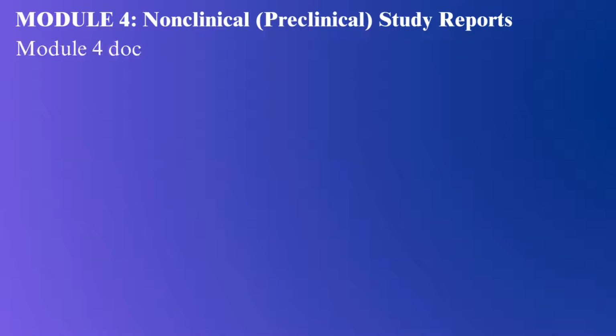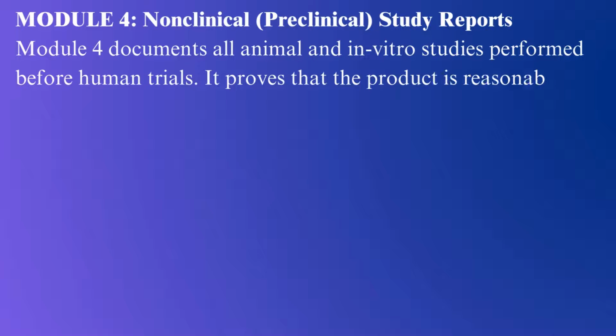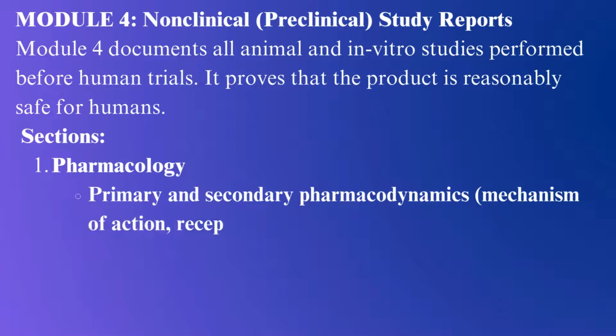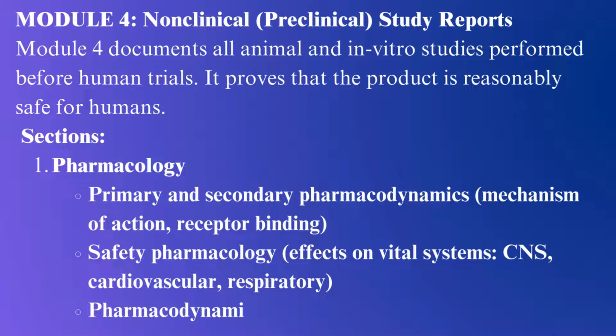Module 4, Non-clinical, Preclinical, Study Reports. Module 4 documents all animal and in vitro studies performed before human trials. It proves that the product is reasonably safe for humans. Sections 1. Pharmacology, primary and secondary pharmacodynamics, mechanism of action, receptor binding. Safety pharmacology, effects on vital systems, CNS, cardiovascular, respiratory, pharmacodynamic drug interactions.